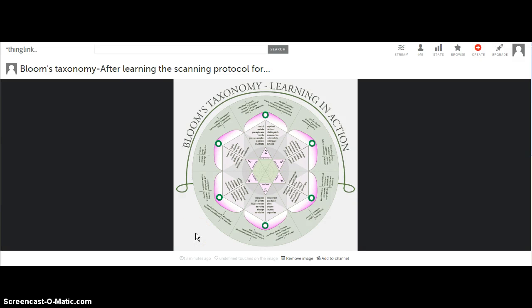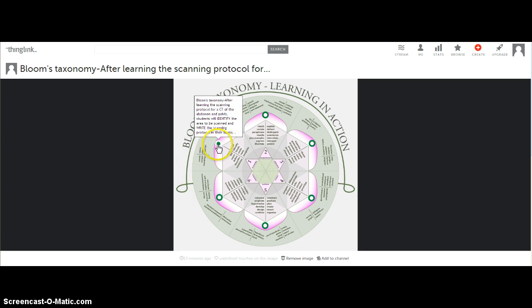Hi everyone, this is Laura Patrone, and today we're going to talk about Bloom's Taxonomy Learning in Action using a ThingLink website, which allows us to put these little icons here and then have information. So today I'm going to use Bloom's Taxonomy to explain how, after learning the scanning protocol for a CT of the abdomen and pelvis, students would be able to use different steps to apply this.